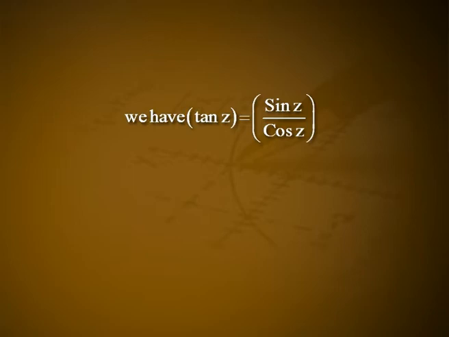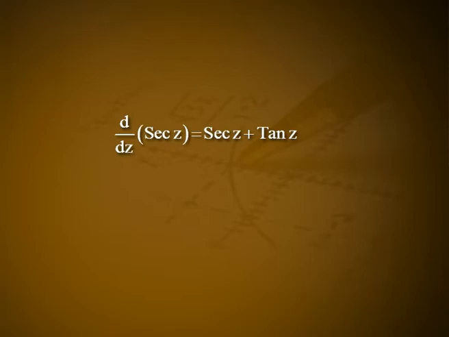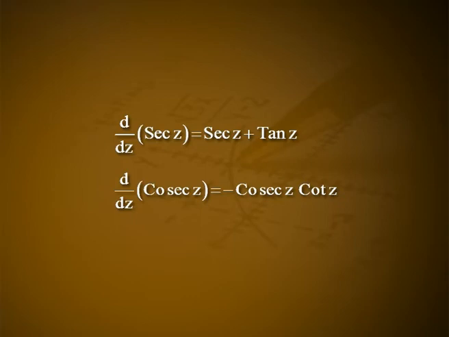We have tan z is equal to sin z divided by cos z, d by dz of tan z, which is equal to d by dz of sin z by cos z, which is equal to cos square z plus sin z into sin z divided by cos square z, which is equal to 1 by cos square z, which is equal to sec square z. Similarly, d by dz of cot z is equal to minus cosec square z. d by dz of sec z is equal to sec z tan z. d by dz of cosec z is equal to minus cosec z cot z. Note that all the general identities for the real trigonometric functions are valid for complex trigonometric functions also.